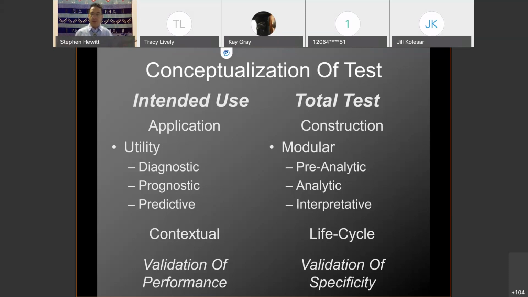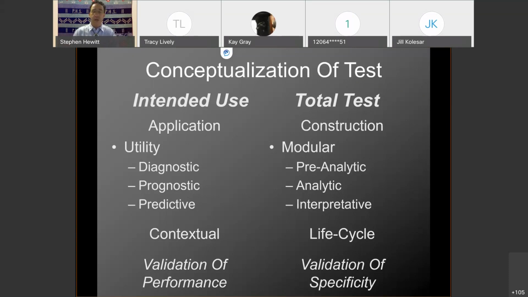And it involves the pre-analytic, which hopefully I will talk about in a moment, but the analytic and the interpretive. The pre-analytic is the specimen, and the specimen includes the patient. Analytic is the assay itself, and the interpretive is the interpretation of the results of the post-analytic. And we'll be talking about the interpretation later.